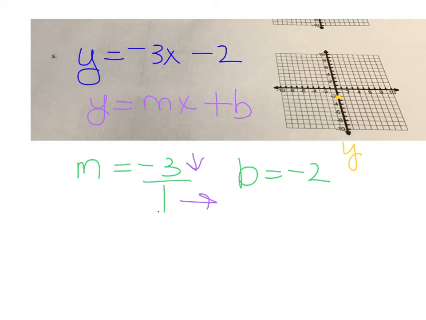From my starting point that's yellow, I'm going to go down 3, 1, 2, 3, right 1. Do it again, down 3, right 1. Okay, if I go any farther, I'm going to go off my graph. So instead of going down and right, I'm going to go up and left. I'm going to go back to my yellow point, and go up 3 and left 1.